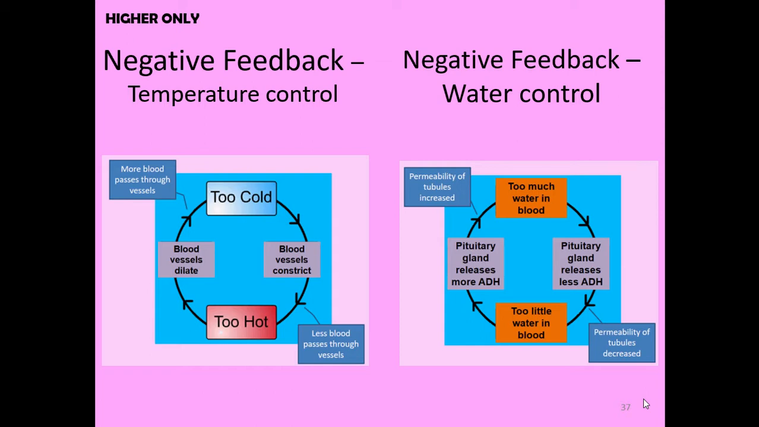If there's not enough water in the blood, too little water in the blood, so this is a day when we're dehydrated, the pituitary gland releases more ADH, more antidiuretic hormone. What that does is it makes the permeability of the tubules in the kidneys increase, and therefore more water is selectively reabsorbed back through those tubules into the blood to retain as much as possible. Both of those, again, are examples of negative feedback. The kidney one, there is a whole video on the use of ADH in controlling water content in the kidney. Have a look at that.